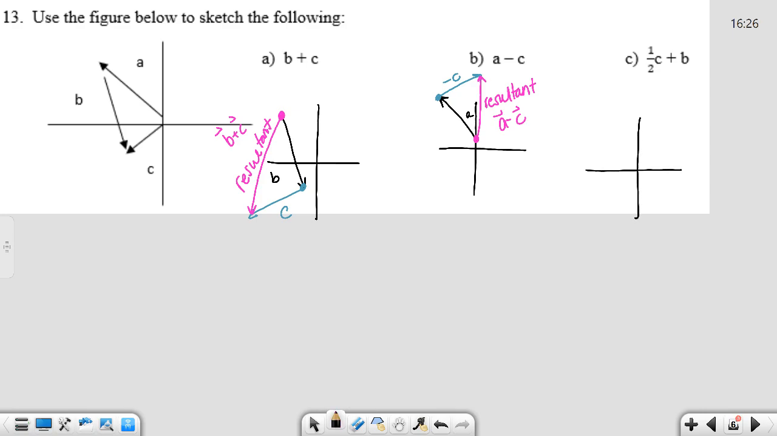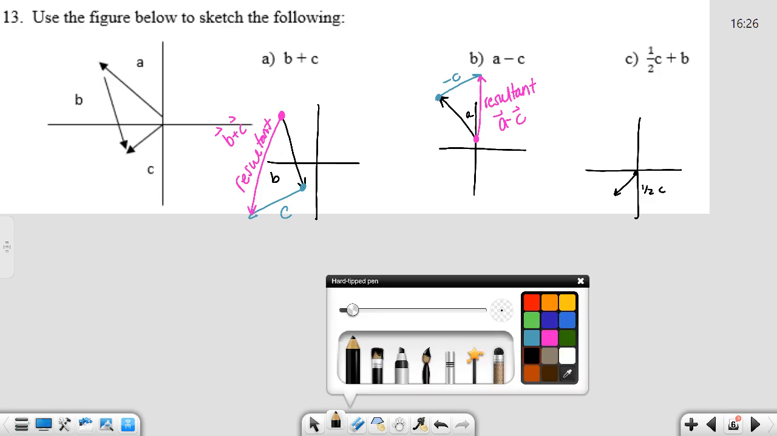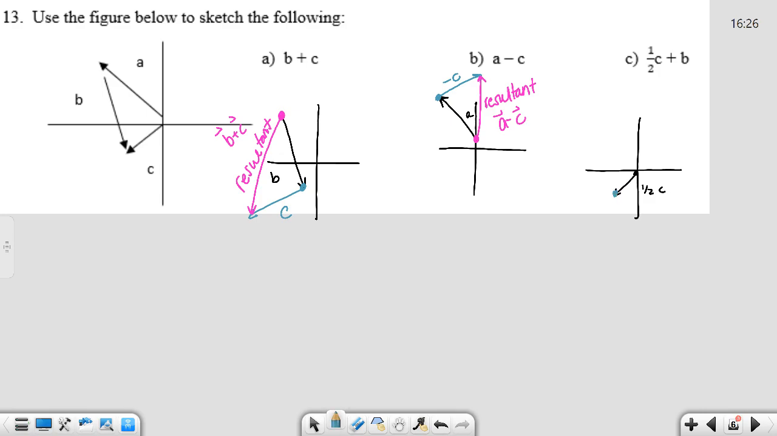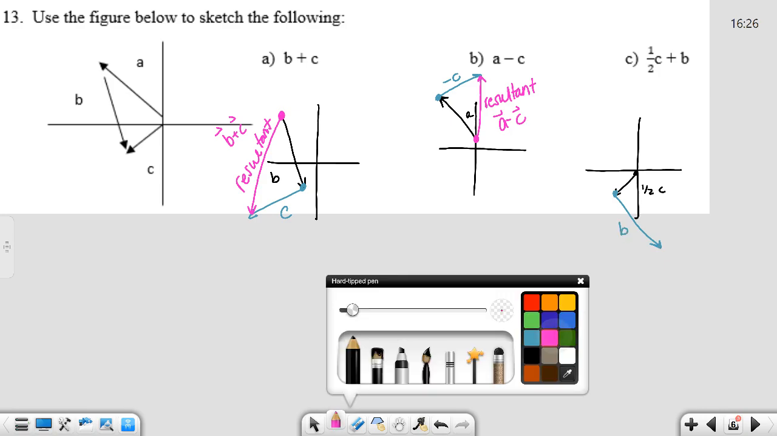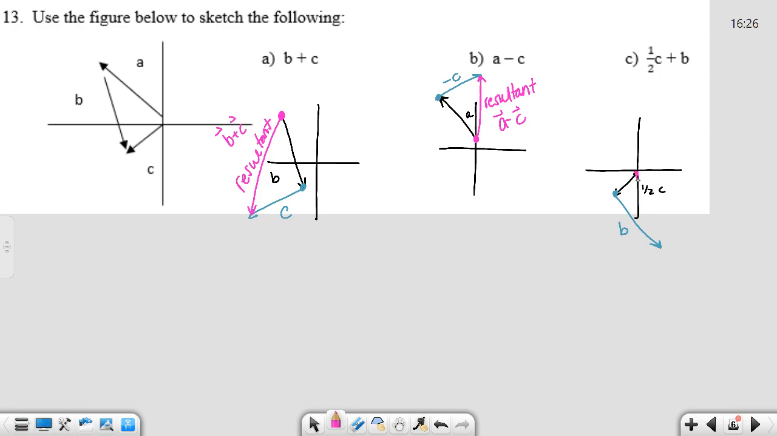Last but not least of this set, we want to do half of C. So now we're going to make it teeny tiny and then add B onto the end of it. Vector C actually starts right around the origin and goes down and to the left. There's half of it, even smaller. It's about the same, just pretend it's half. Remember, from the terminal point, the end of C, I need to add vector B. Vector B actually drops down and to the right. So there's B. Just follow that same path. And our resultant goes from the beginning of half C to the end of where I added B. There you go. All done.